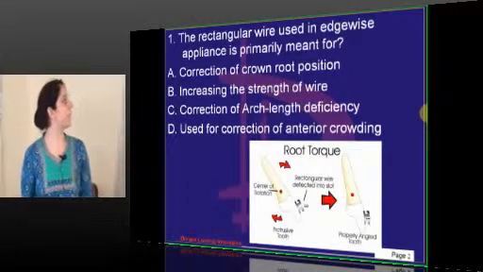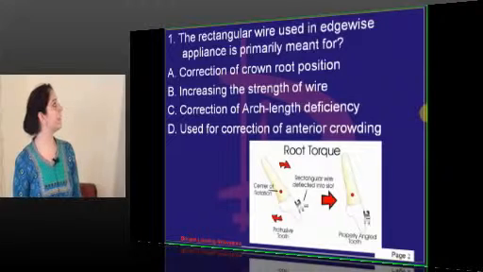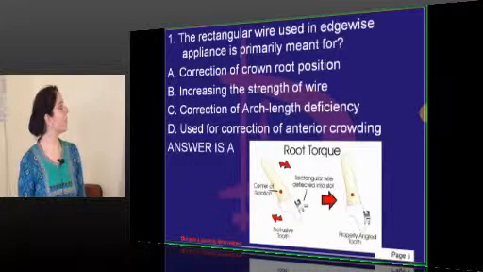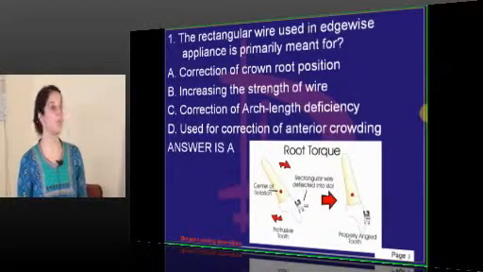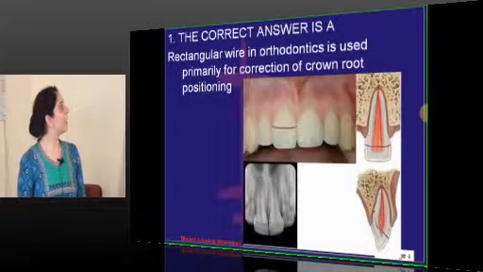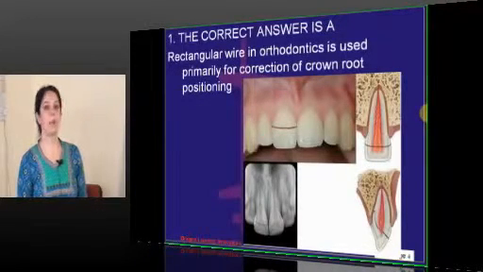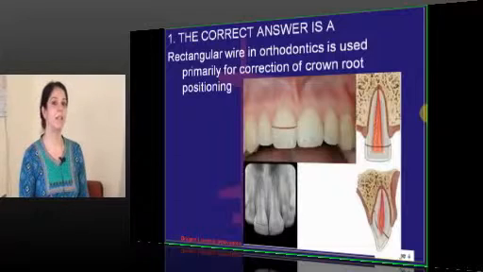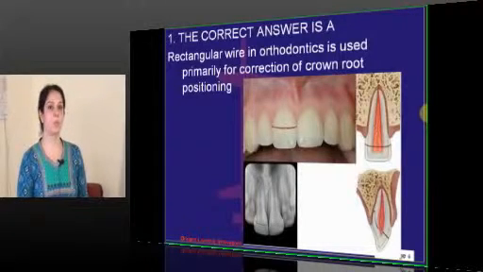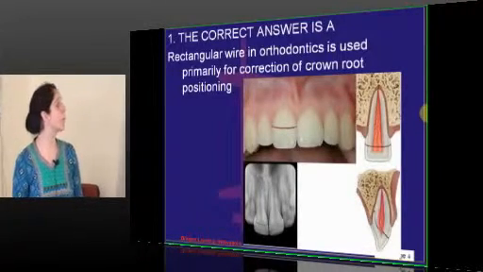The first question is, the rectangular wire used in edgewise appliance is primarily meant for? The answer is correction of crown and root position. Now, usually when you put a rectangular wire, it sits in the slot in such a way that it angulates the crown and the root position to the final position that is supposed to be in the arch.